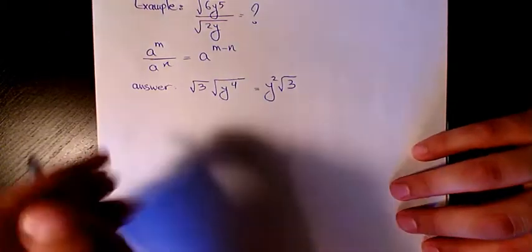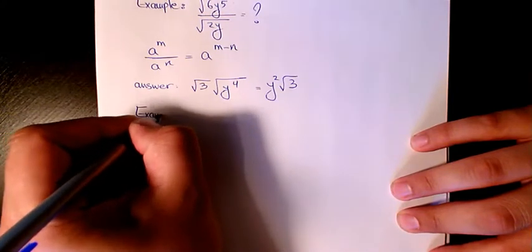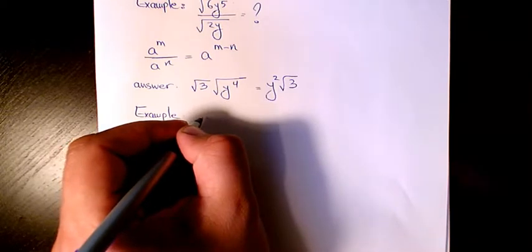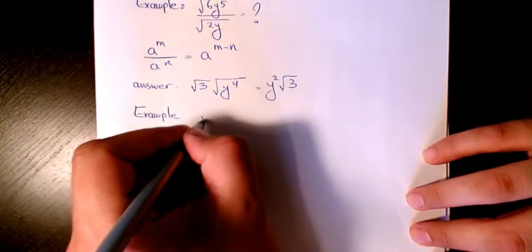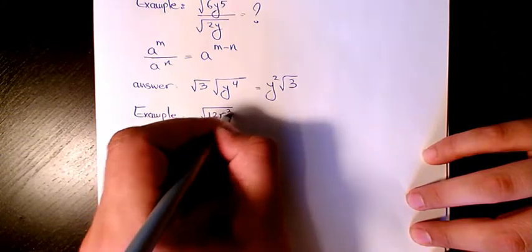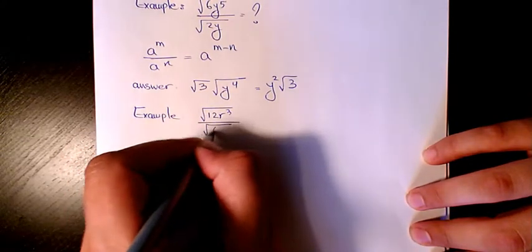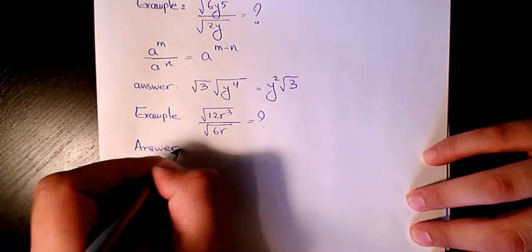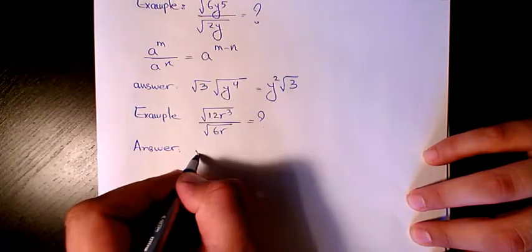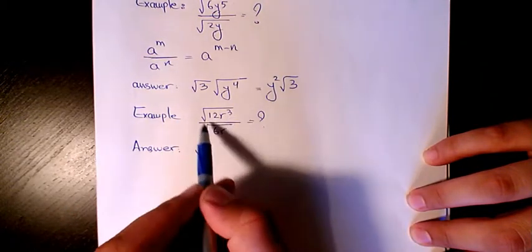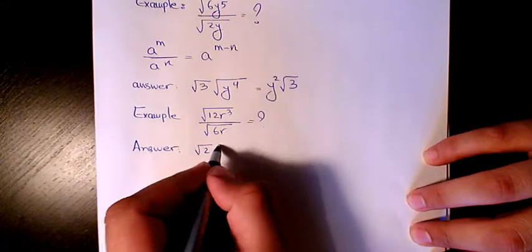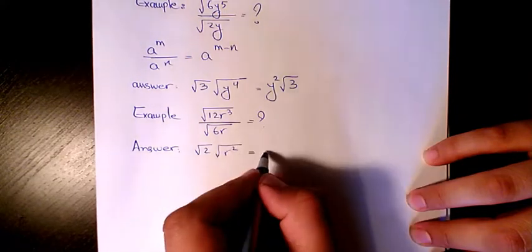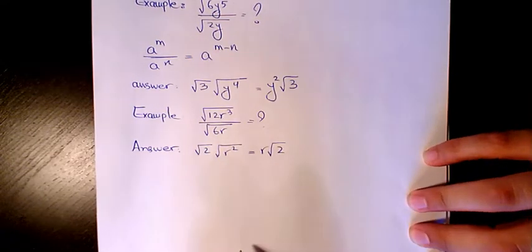Next example, we have root 12r cubed divided by root 6r. The answer is: root 12 divided by root 6 is root 2. Root r cubed divided by root r is going to be root r squared. So it's going to be r times root 2. So it's going to be r root 2.